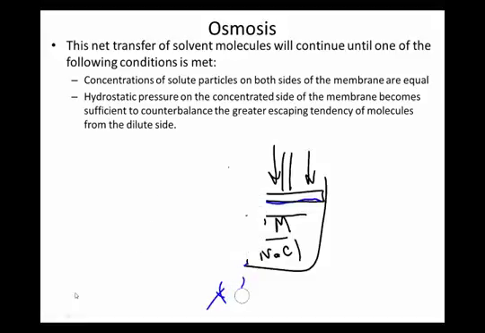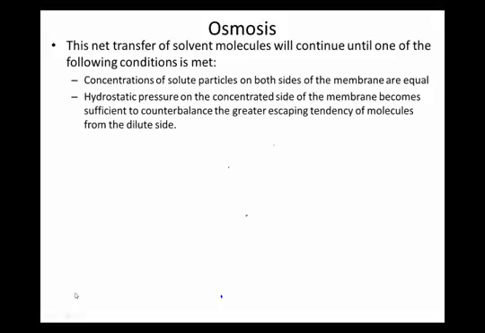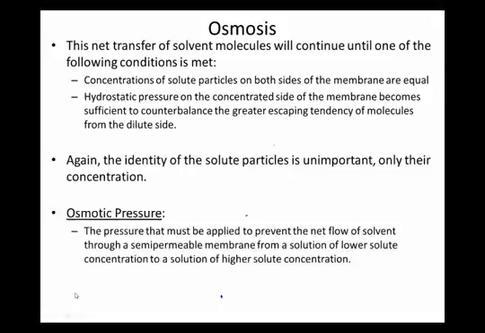So, let me erase this real quick. The osmotic pressure is the pressure that must be applied to the concentrated side to prevent the flow of solvent. Okay, one thing I'm going to say again, this is related to the colligative properties because it's not the identity of the solute particles that matters at all. It's only how many there are. They're just physically getting in the way. This is the commonality of all of the colligative properties. The particles just get in the way.